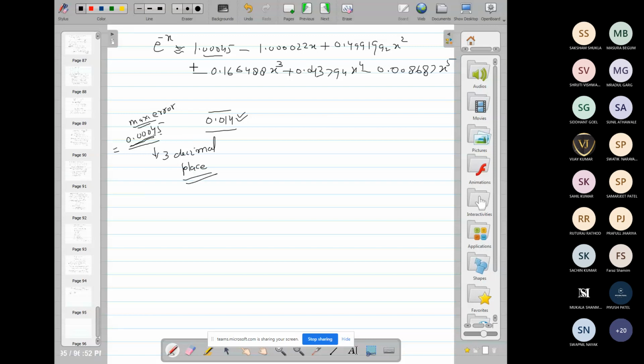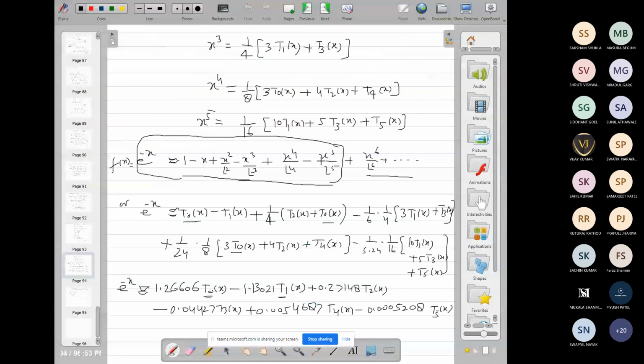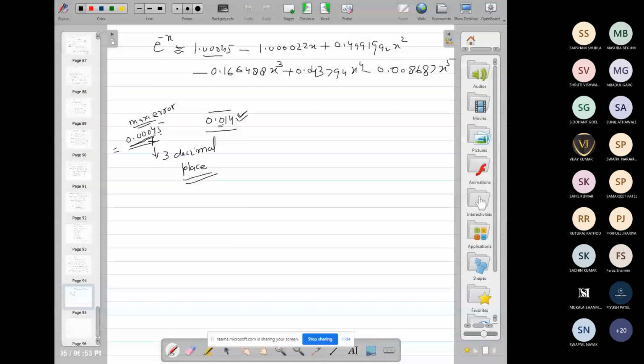And we obtain the value correct up to 3 decimal places in case of approximation of the function in terms of Chebyshev polynomials, but in case of Taylor series, if we consider only 5 terms, then we obtain the result correct up to 1 decimal place only. To obtain the result correct up to 3 decimal places, we need to consider one more term, up to 6. If we consider up to 6, then the maximum error will be 1 upon factorial 7, and in that case we obtain the value correct up to 3 decimal places.